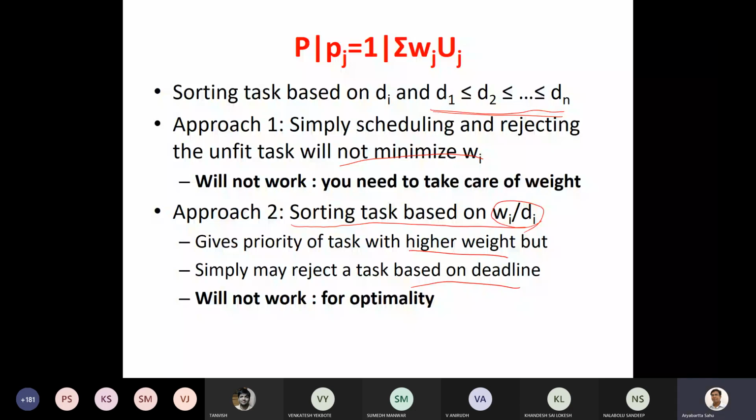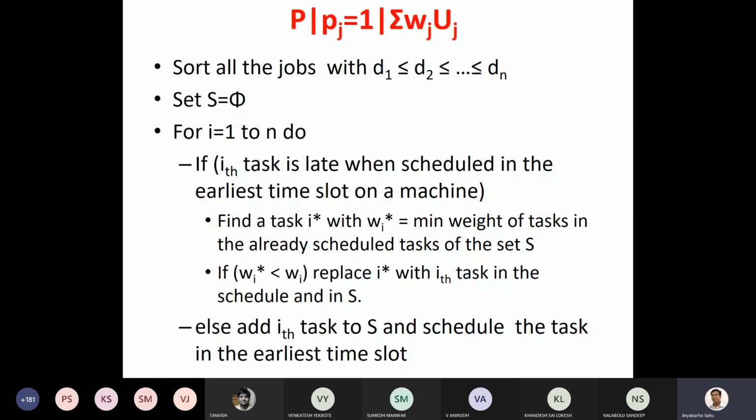I want to know from you people what can be the solution approach. Okay, let's see. So the solution approach is we need to take care of the deadline. There is no issue. Okay, and then sort all the tasks based on deadline. So the first thing we'll do is sort the tasks based on deadline.